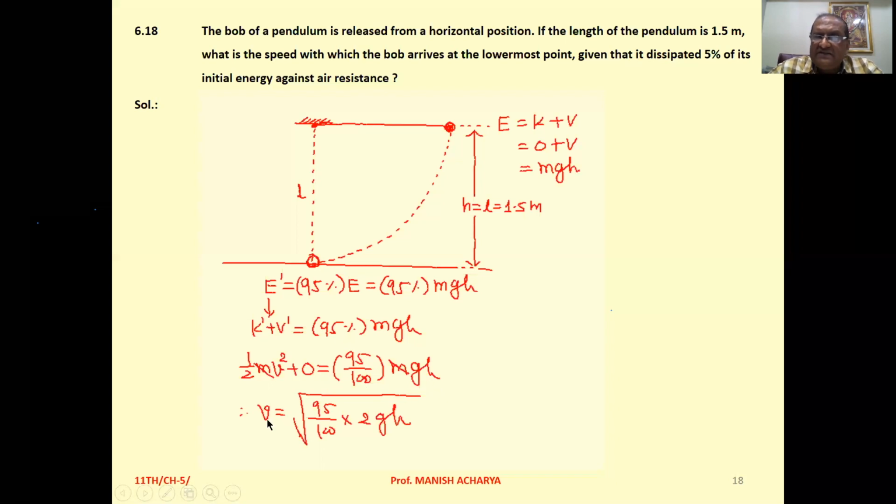Make v the subject. So v is under root 95 by 100 into 2gh. Now substitute the value of g and h, that is equal to L, that is 1.5 meter, and solve it. You will get the speed of the pendulum at lowermost position. Clear to all of you?